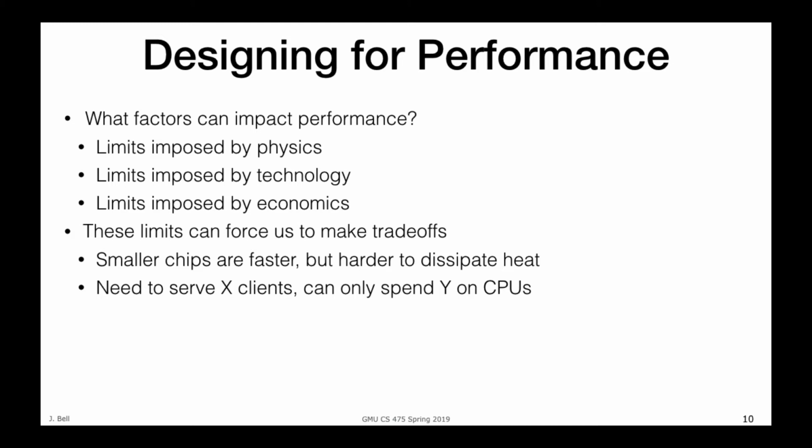Like, for instance, we can't make chips that get much faster than we have right now because it's increasingly hard to dissipate the heat from them. And we need to serve so many clients, but we can only spend so much money on buying new processors and faster CPUs and having more CPUs. So this is kind of the space that we're working in.